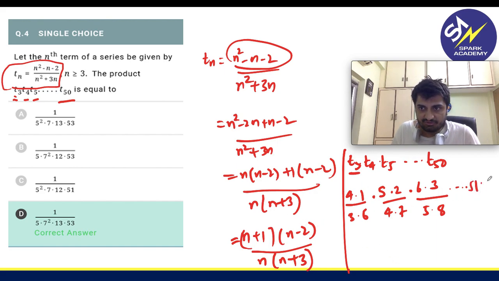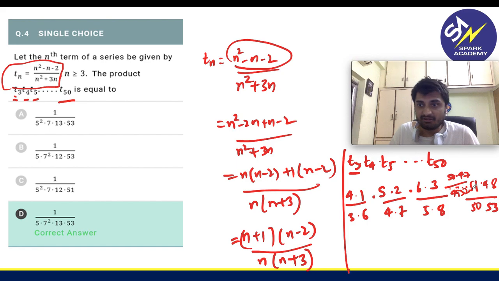50 minus 2 is 48. This is 50. 50 plus 3 is 53. So if we want to take the previous term, which is 49, 49 plus 1 will be 50, into 49 minus 2 is 47. Whole divided by 50 into 53, right? Or whole divided by 49 into 52.